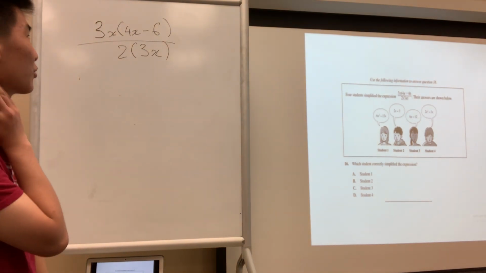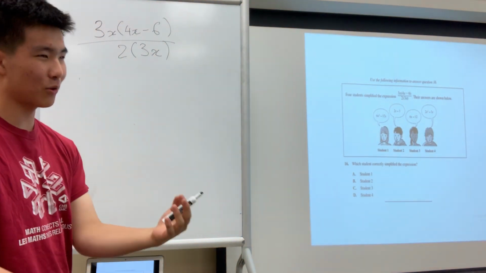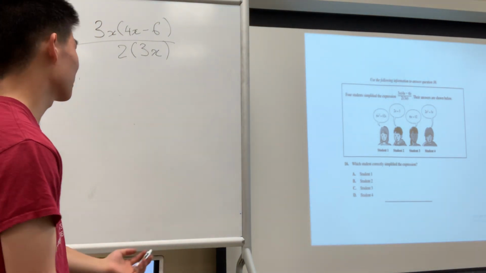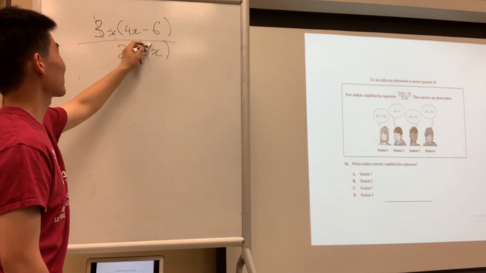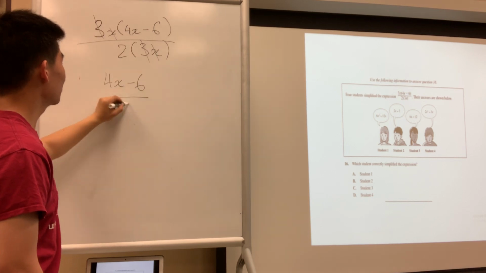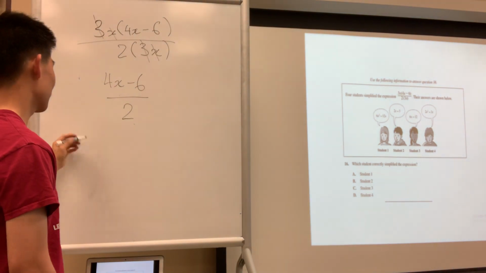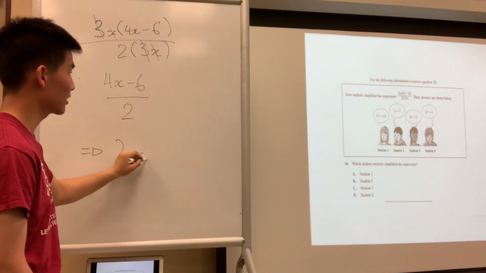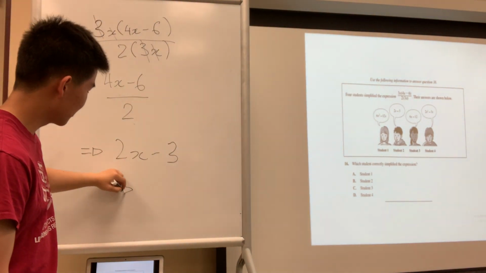I think the nice thing to note here is that, sure, there's parentheses, but since everything's multiplied, you can multiply everything. I think the right word is like everything's commutative or something. So you can cross out the 3's, cross out the x's, you get something that looks like 4x minus 6 over 2. You notice that both of these numbers are divisible by 2, so you divide by 2, which gives you something that looks like 2x minus 3, and that's what student 2 says, so the answer is B.